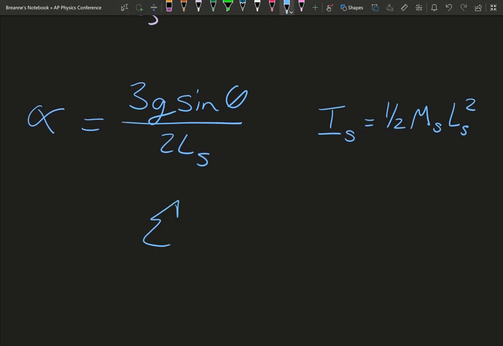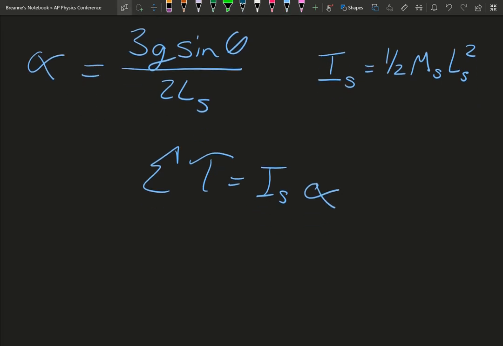Well, you're dealing with torque, so you know the sum of the torques equals your moment of inertia times alpha. So basically if you do your net torque just like anything else, the torque that's going to be affecting it is the force of gravity.